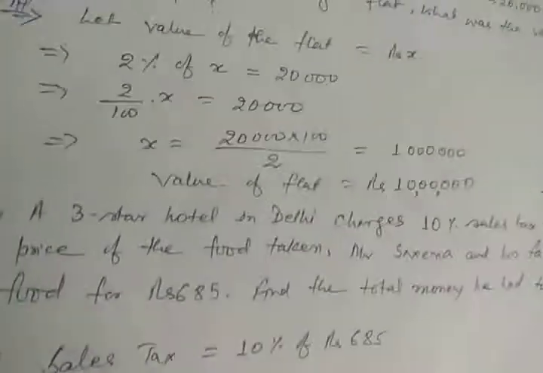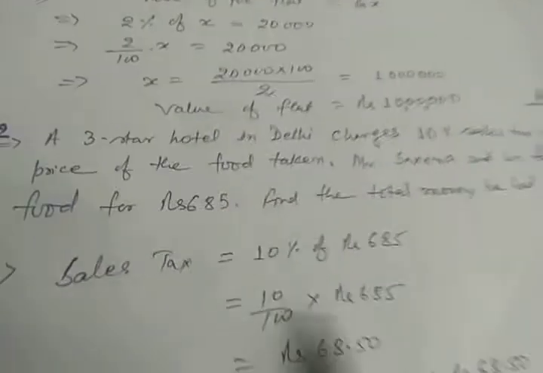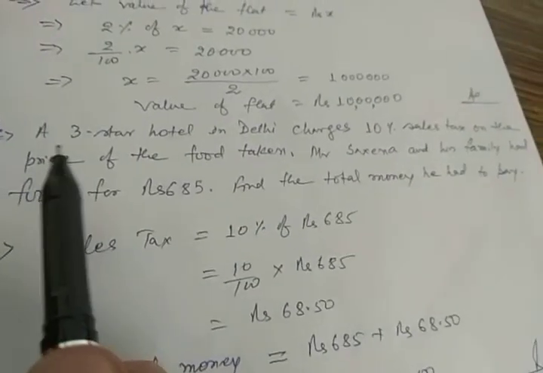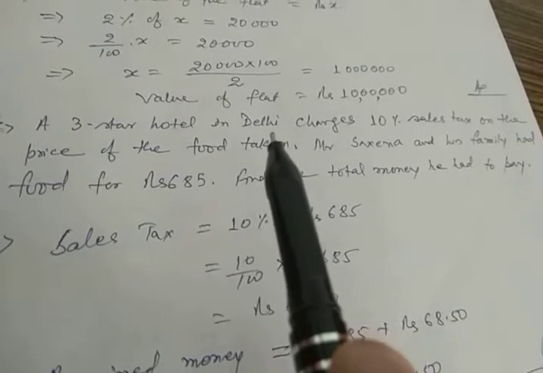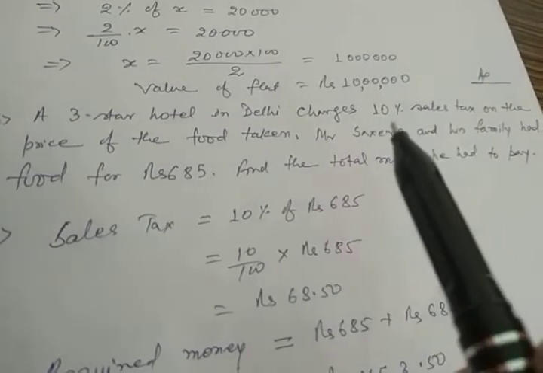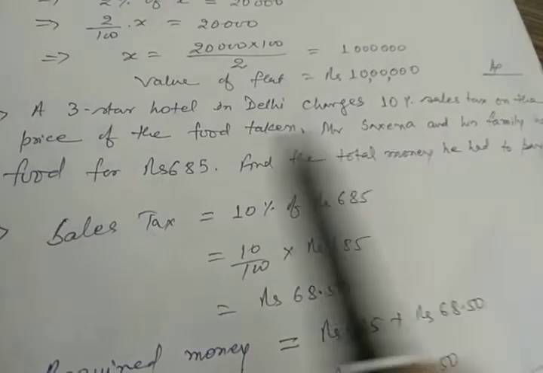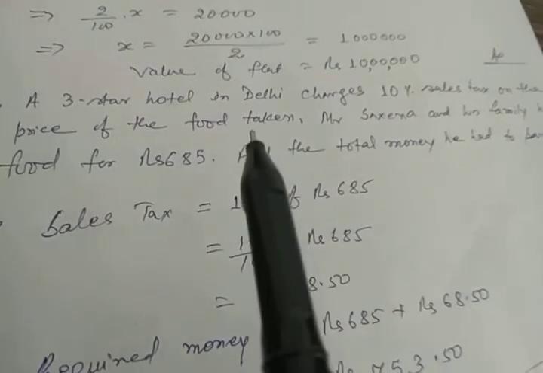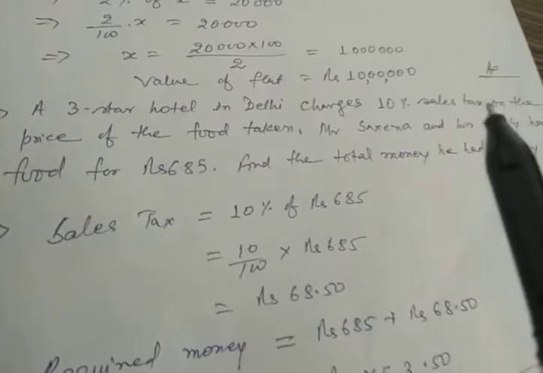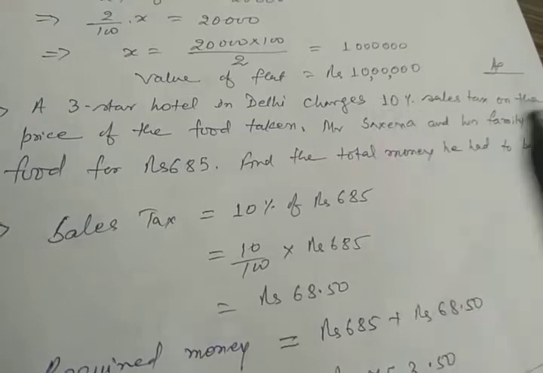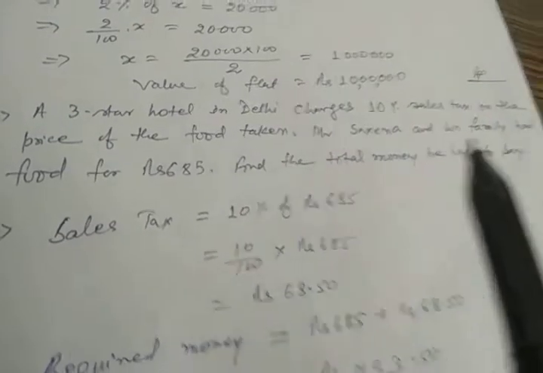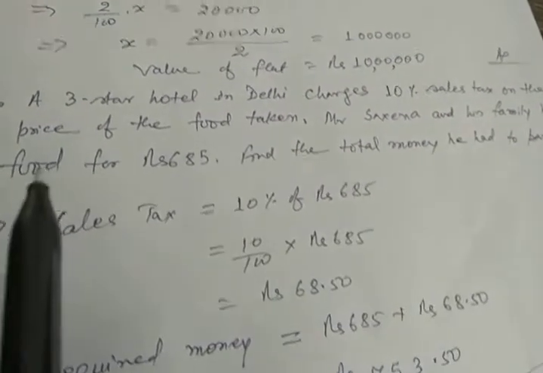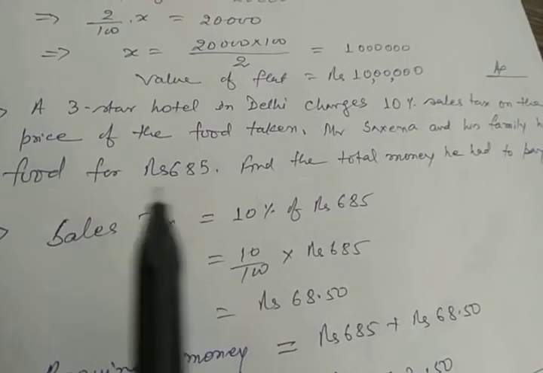It is also the same type. Just see. A 3-star hotel in Delhi charges 10% sales tax on the price of the food taken. So the amount of sales tax is 10%. Now Mr. Saxena and his family had food for rupees 685.